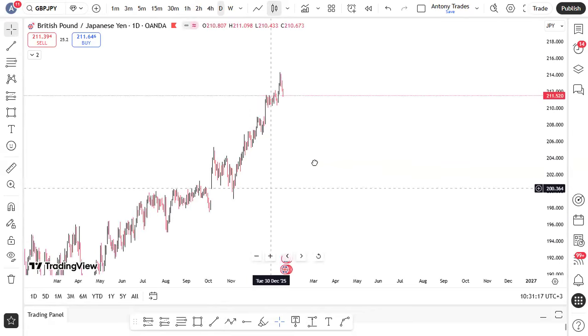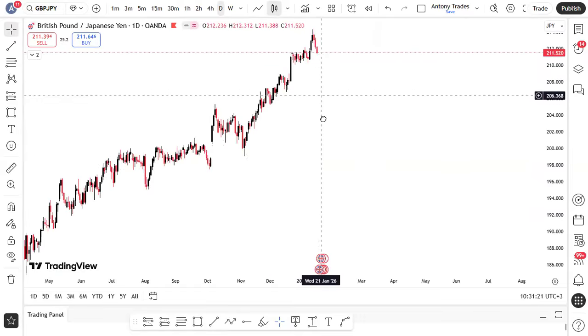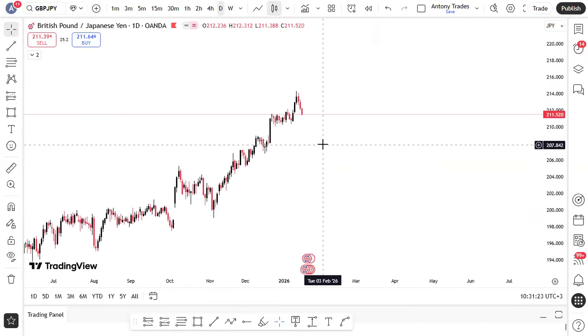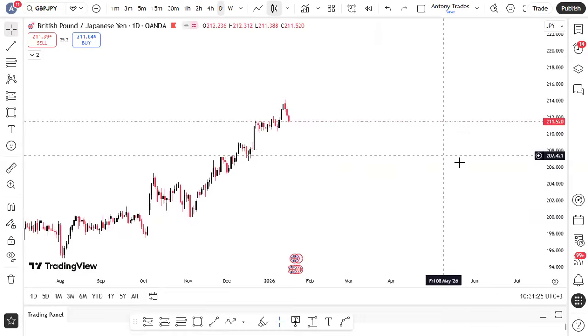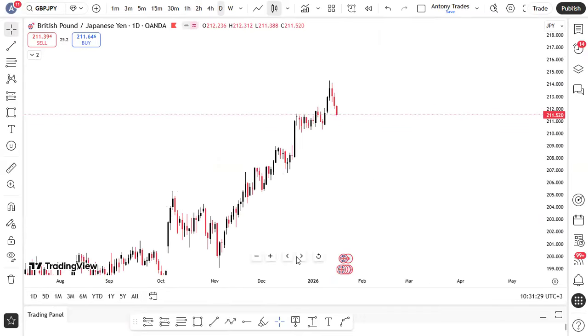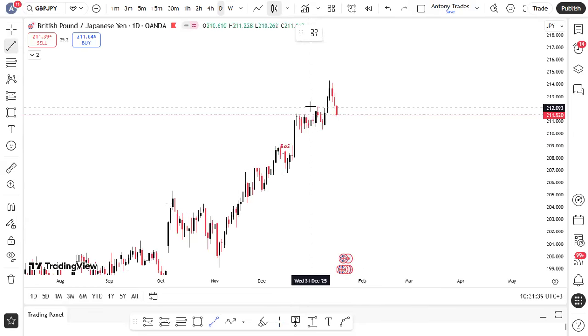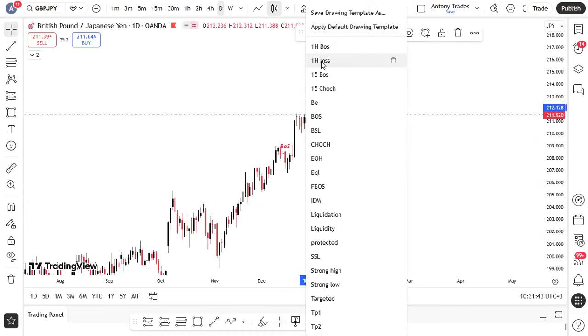To be honest, the GJ has been bullish. And from what you can see, we're having a small break of structure here, a small break of structure there. Then this is the last break of structure that we can see around this area.